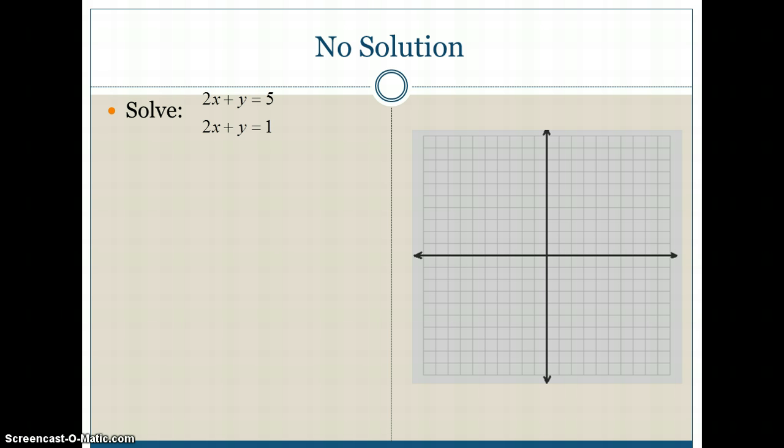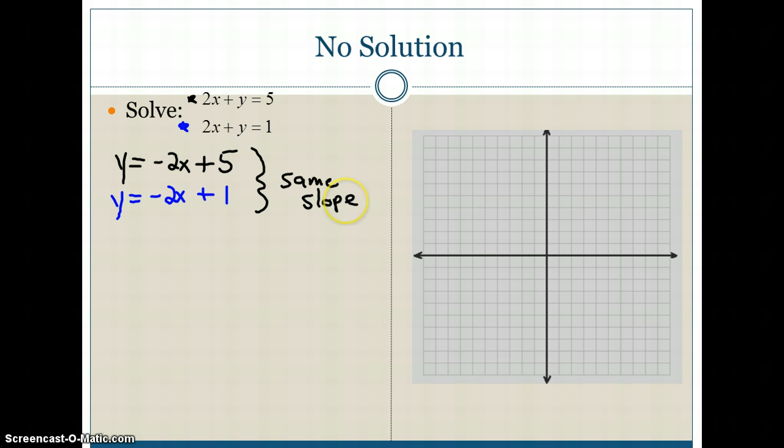We'll do this by graphing right now. 2x plus y equals 5, we can rewrite that as y is equal to negative 2x plus 5. That's the first one there. And the second one here, we can rewrite as y equals negative 2x plus 1. Please notice that these have the same slope. That means they're parallel lines. So let's take a look at the graphs of these.